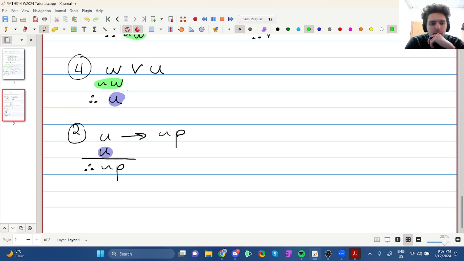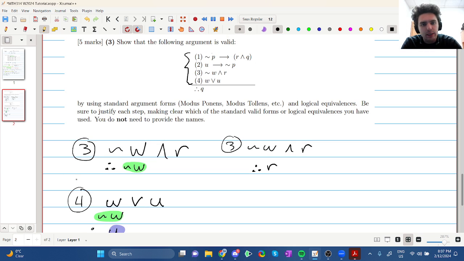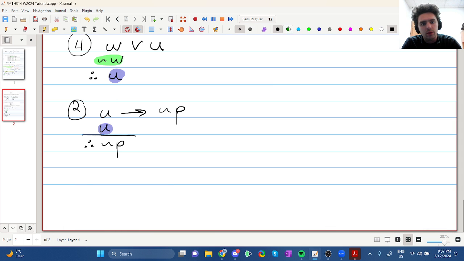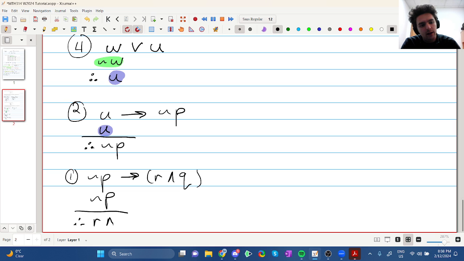So from here, we know that not P, from looking at it, we see that not P implies R and Q. Well, we know not P. So I'll start writing that. This is number 1. So we know not P implies R and Q. We know not P. Therefore, we know R and Q.